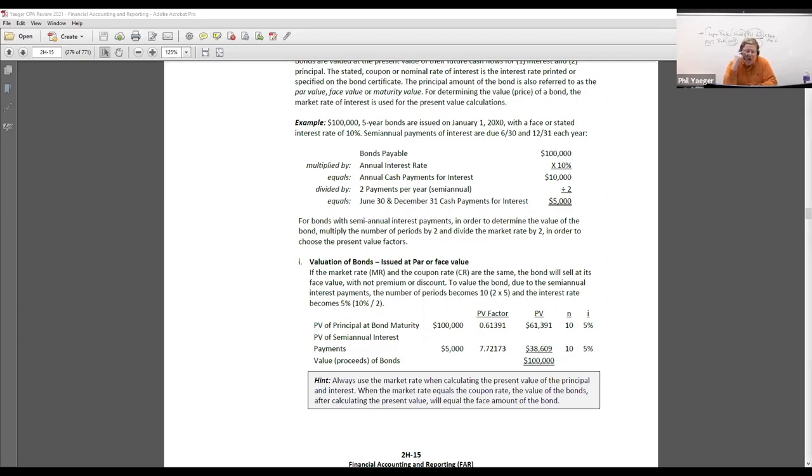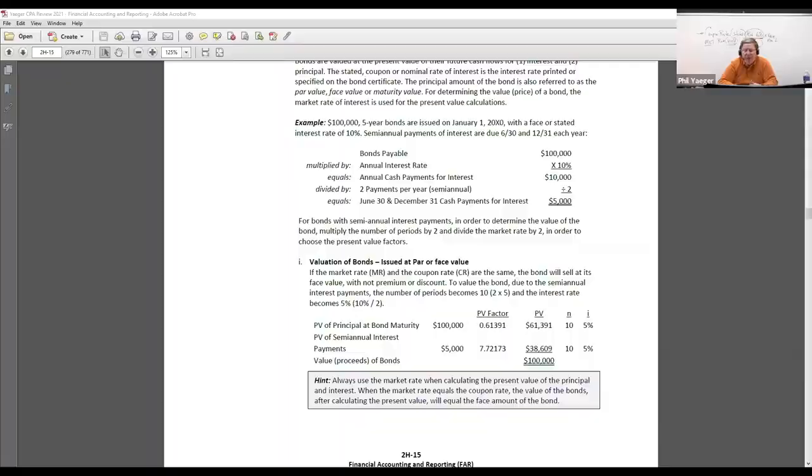Now, we're going to take the present value of an annuity due or an ordinary annuity. If we pay interest semi-annually, are we paying all the interest for the year on the first day we enter into the agreement? No. So to get the present value of that 5,000, are we going to use an annuity due table or an ordinary annuity? Ordinary annuity. Good.